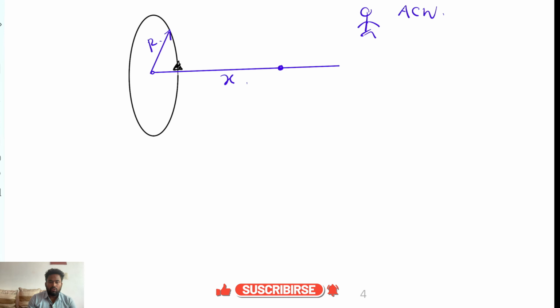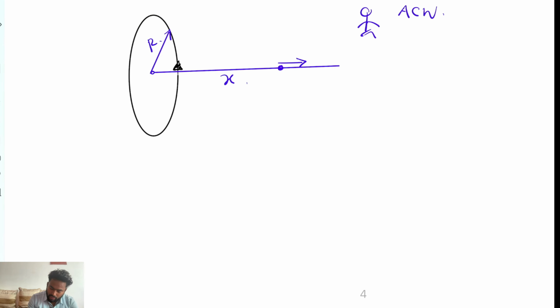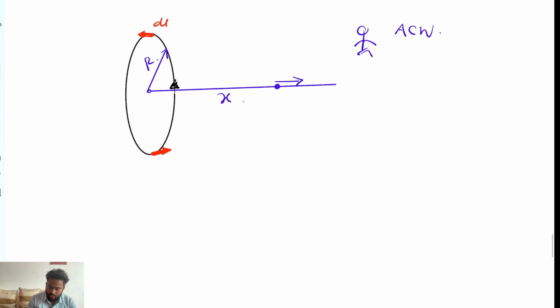If current is going anti-clockwise, then using the Biot-Savart law we can say that dl cross r will give you the direction in this way. The net magnetic field will be away from it. Here we can take an element at the top of this ring and an element at the bottom. These are the current elements, dl vector.